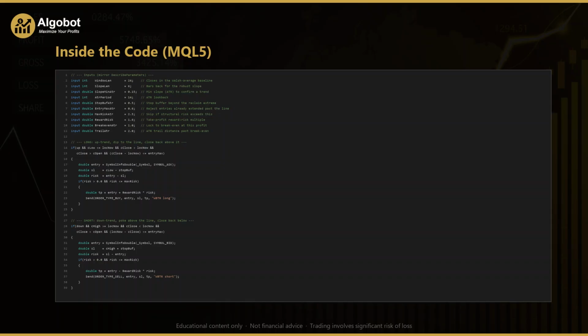Now the long block. The condition reads, if uptrend is true, and the closed bar's low dipped to or below the baseline, and its close came back above the baseline, and the candle body is bullish, and the close isn't already more than entry max past the line. When every part is true, the strategy computes the stop just below the bar's low, checks the risk is within limits, sets the take profit at the reward to risk multiple, and calls trade.buy.